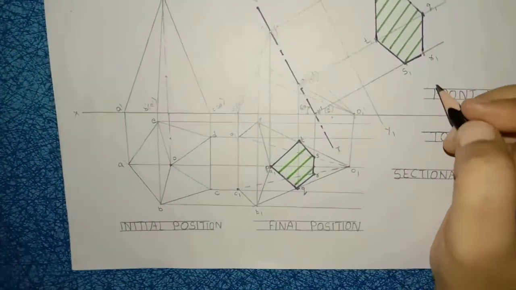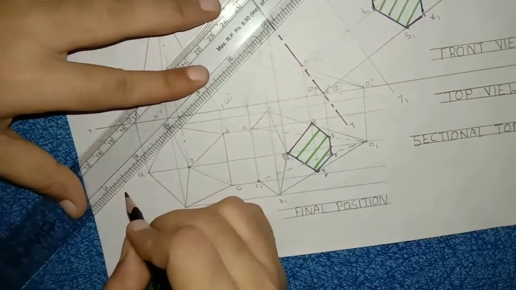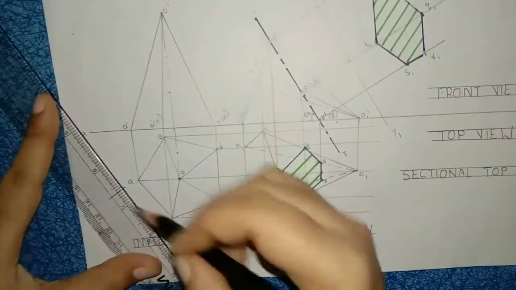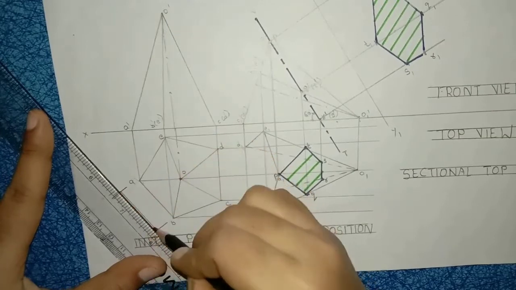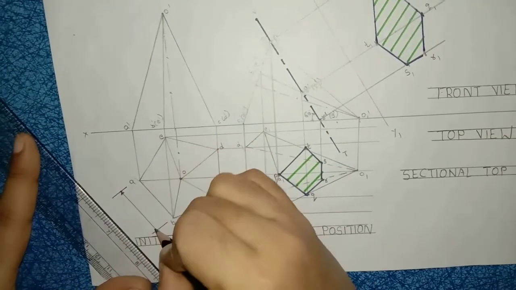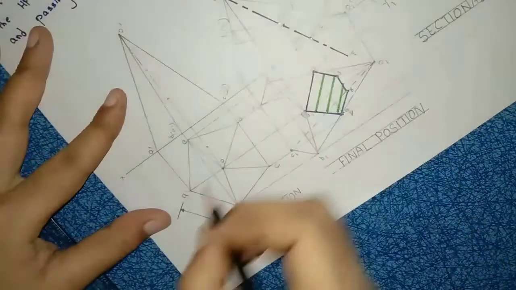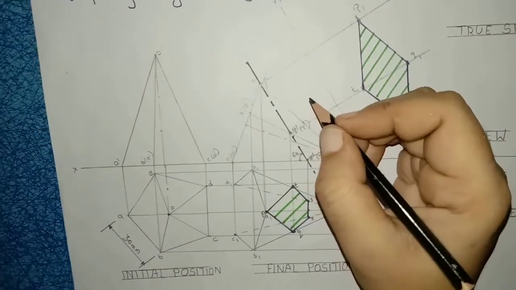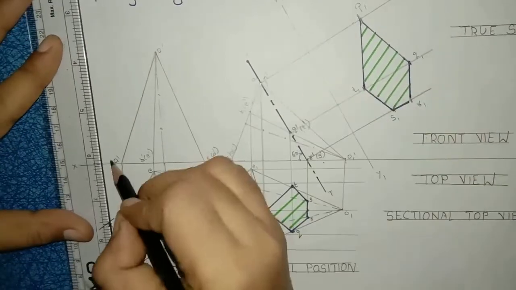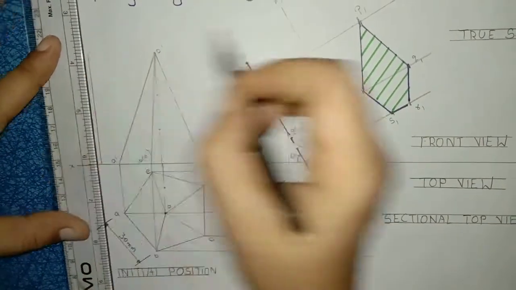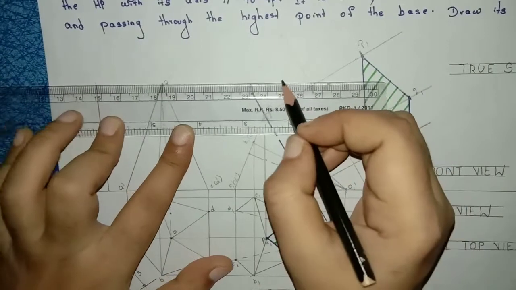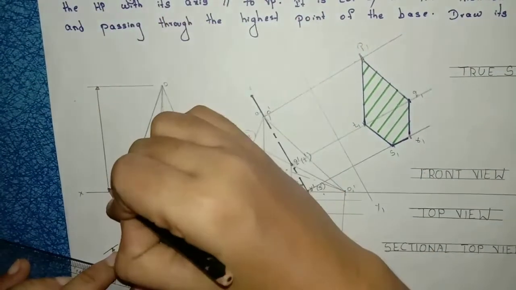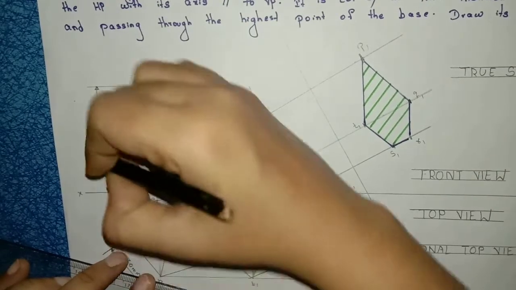Right, and mark the dimensions properly. Here in this question they mention the length of the pentagon is 30 mm, so take the length of the pentagon as 30 mm. Right, and the axis height is 60 mm, so take the axis height here as 60 mm.